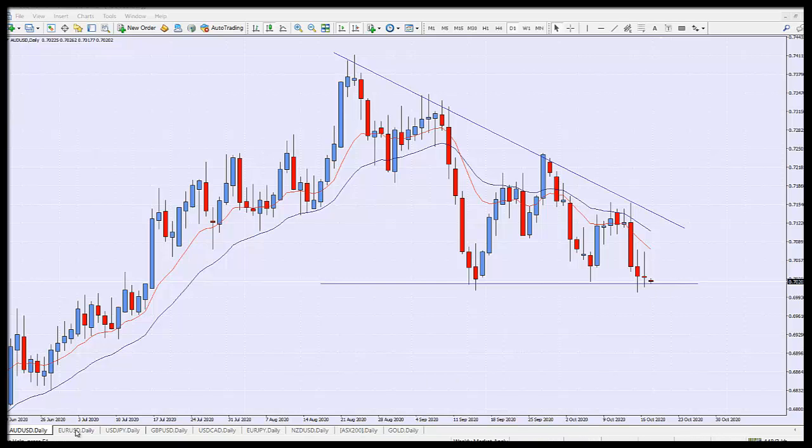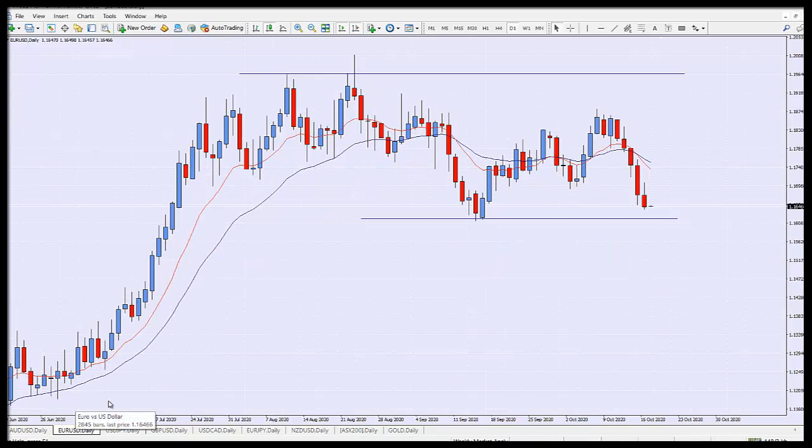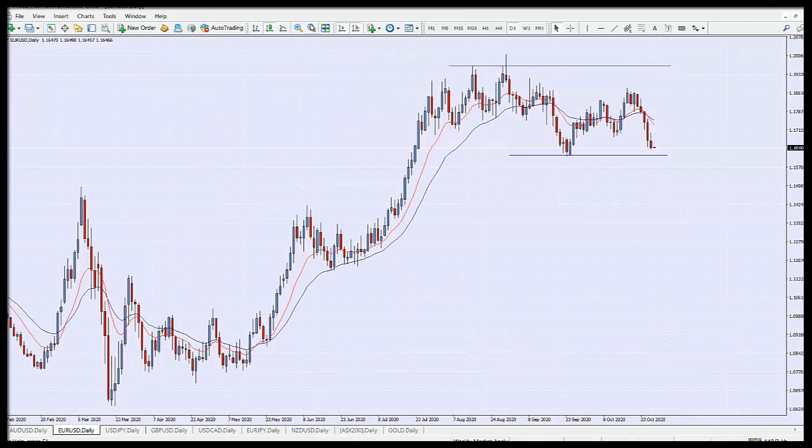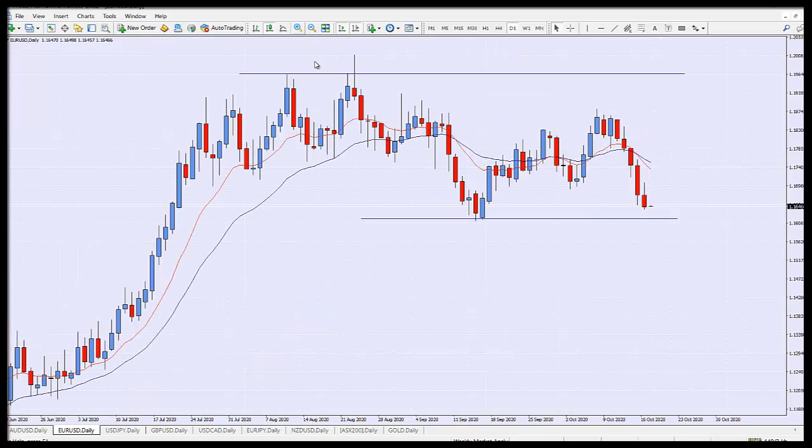Let's have a look at the Euro USD. Okay, zoom out. You can see that I've got these lines that I've marked out. Just because I've got that line marked out, it does not necessarily mean this line, the bottom one, oops, it's gone crooked, is a support line.